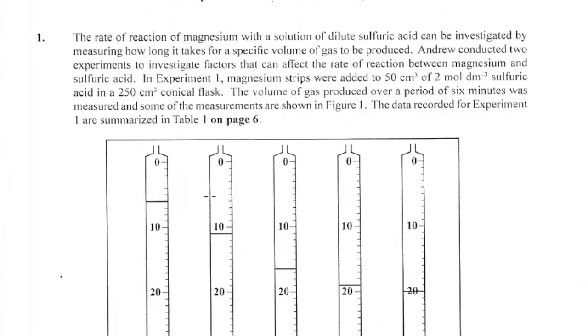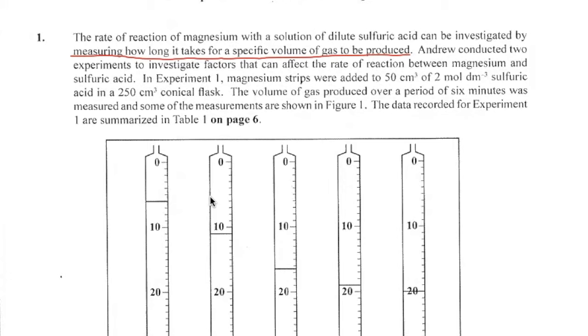The rate of reaction of magnesium with a solution of dilute sulfuric acid can be investigated by measuring how long it takes for a specific volume of gas to be produced. Whenever we're talking about how long, we're talking about time. How long it takes a certain amount of a substance to be produced. It could also be how long it takes a certain amount of substance to be used up. So therein lies our answer.